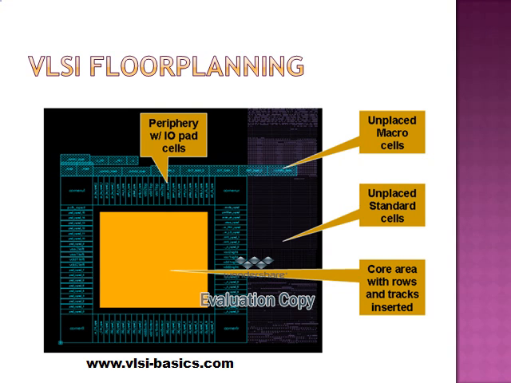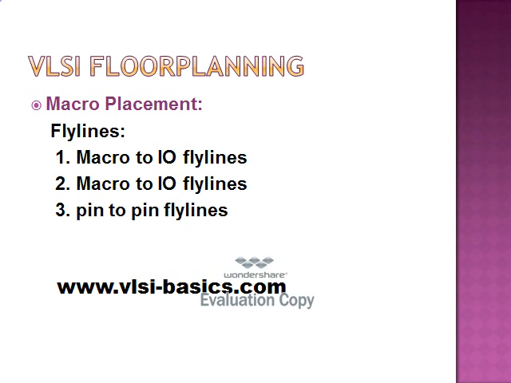The next step in floor planning is macro placement. Macro placement is done manually based on the connectivity with other macros and also with IO pads. Flylines are used for placing macros manually. Flylines are virtual connections between macros and also macros to IO pads. This helps the designer to get an idea about the logical connections between macros and pads. Flylines act as guidelines to the designer to reduce the routing resources to be used.